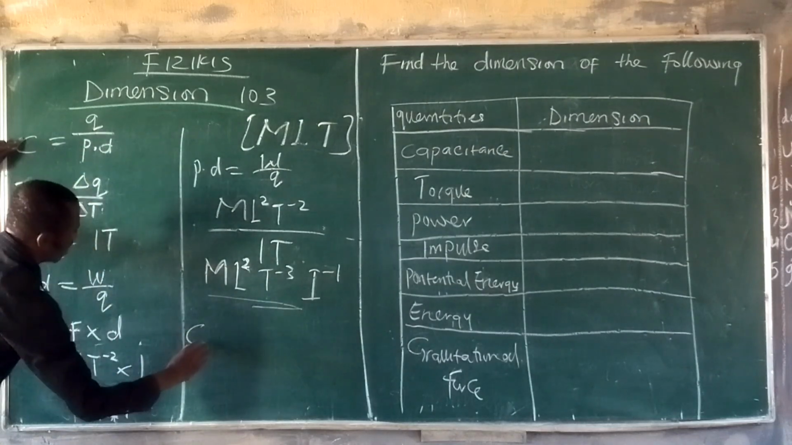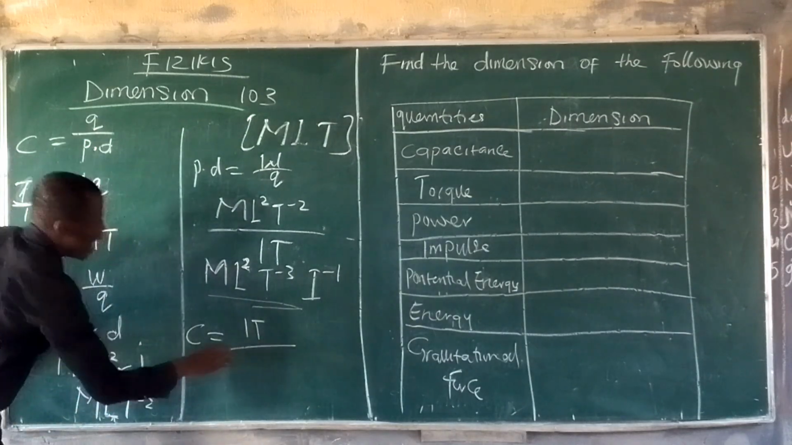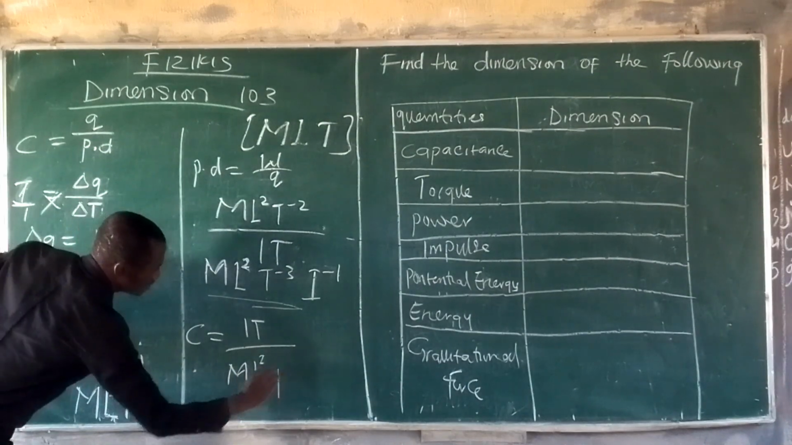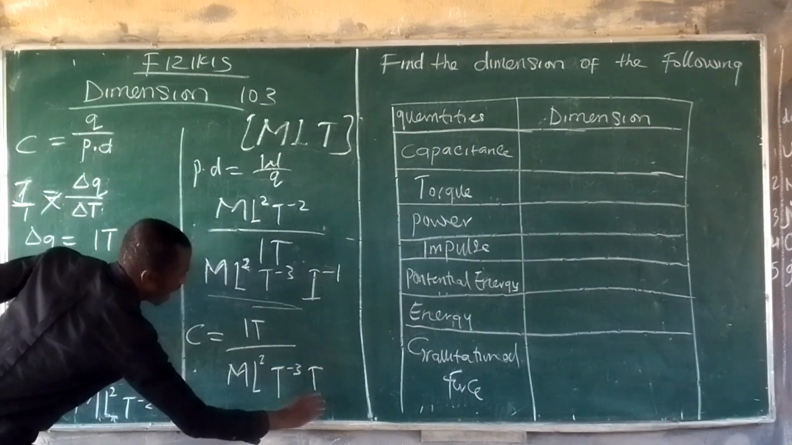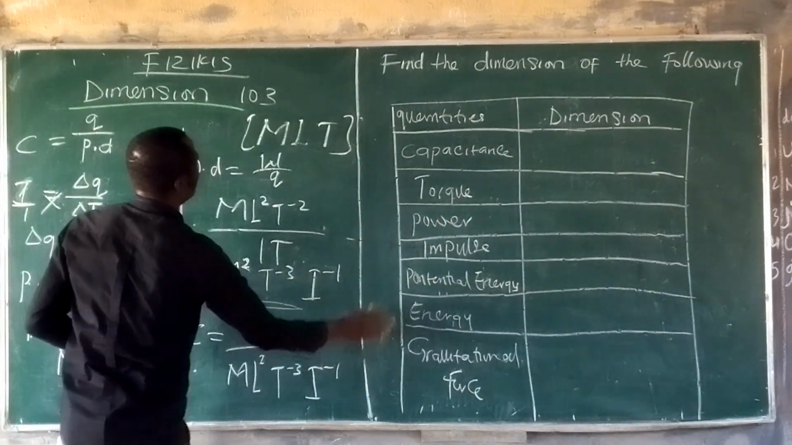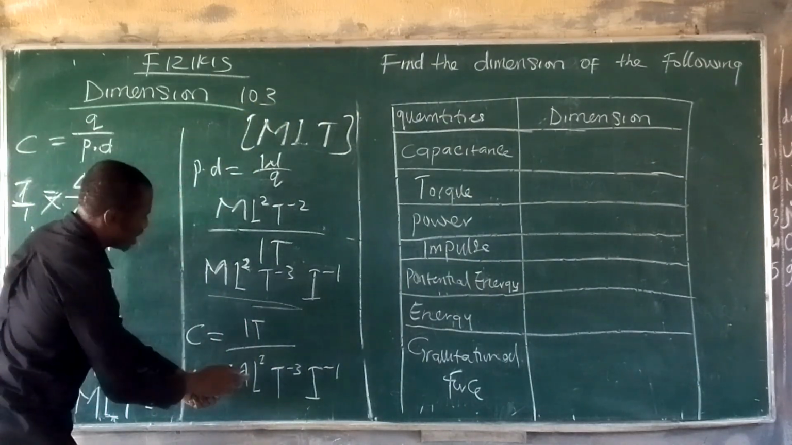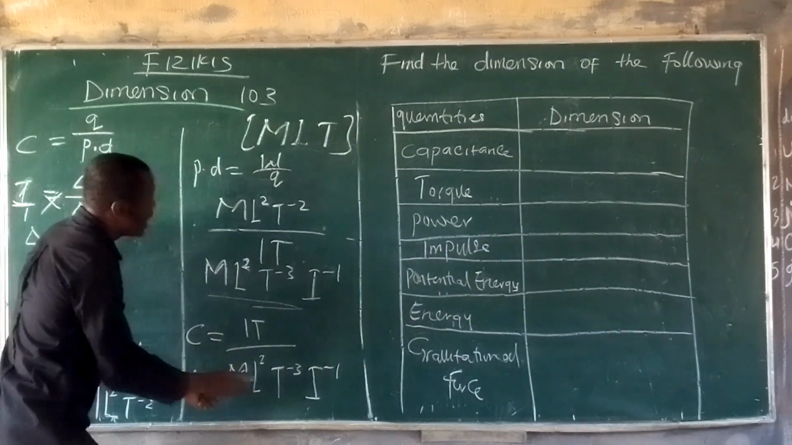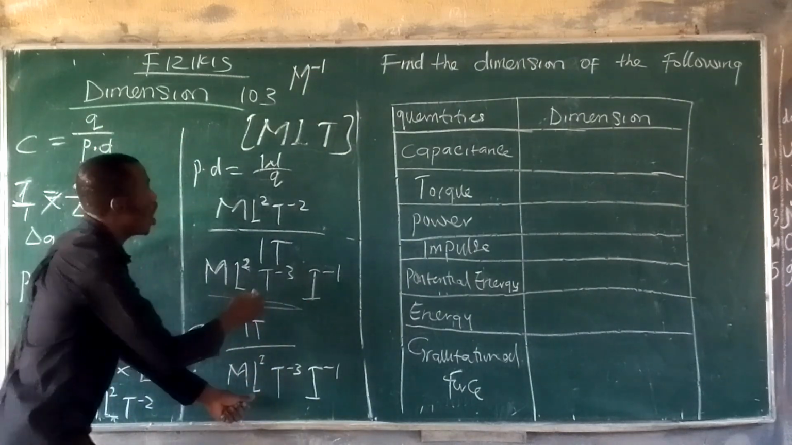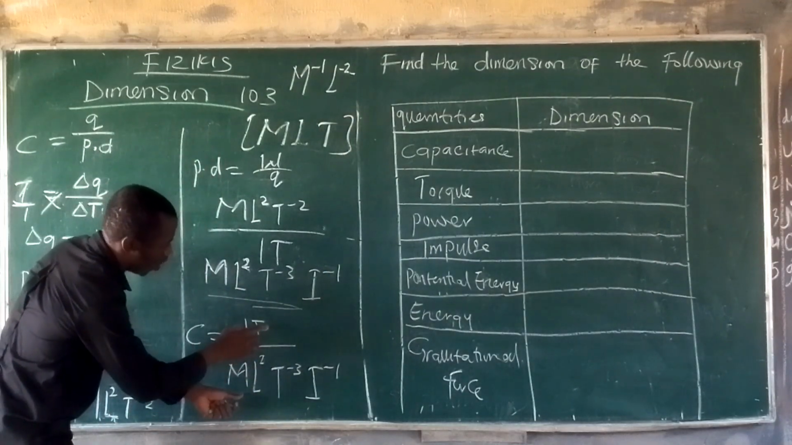I'm going to bring it into this formula. Capacitance is now quantity of charge, which is IT, divided by the PD. This is the PD: ML2, and then T minus 3, and then I minus 1. I will need a space to put my answer now, so let's use up here. We're going to find out that this one, if it climbs up according to indices, becomes M minus 1. This guy, if it comes up, becomes L minus 2. And then we know that this is 1.